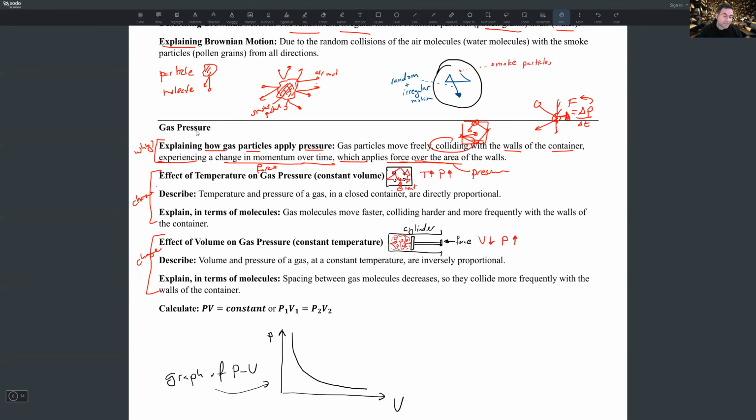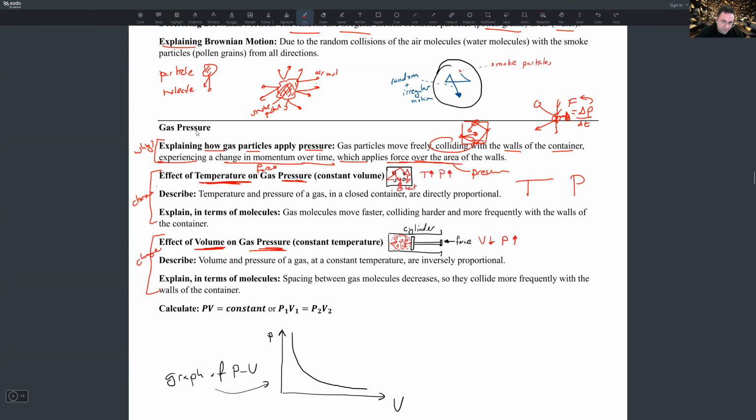Now, what causes the pressure to change? Obviously something in the collisions has to change. But there are two factors. One, temperature can affect pressure. Two, volume can affect pressure. And they're very simple.